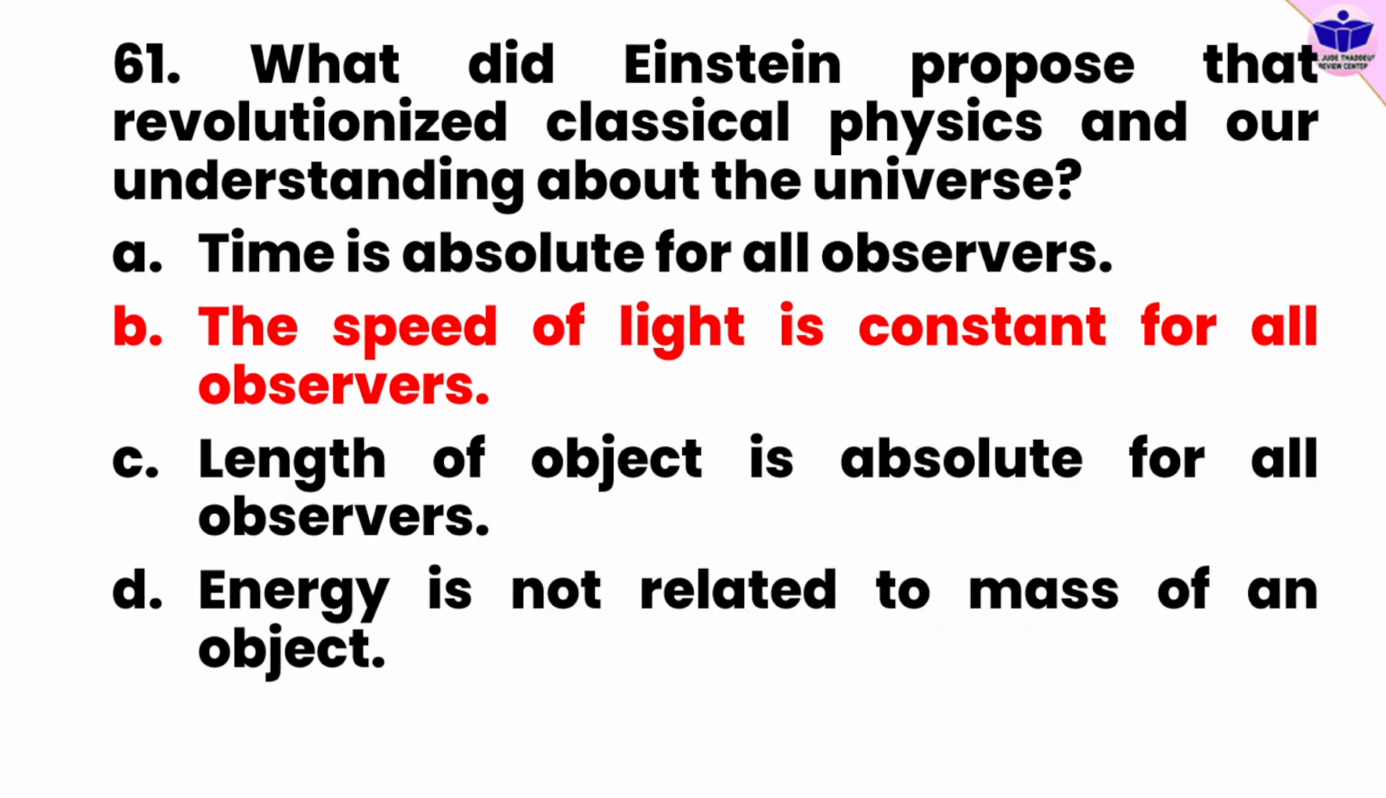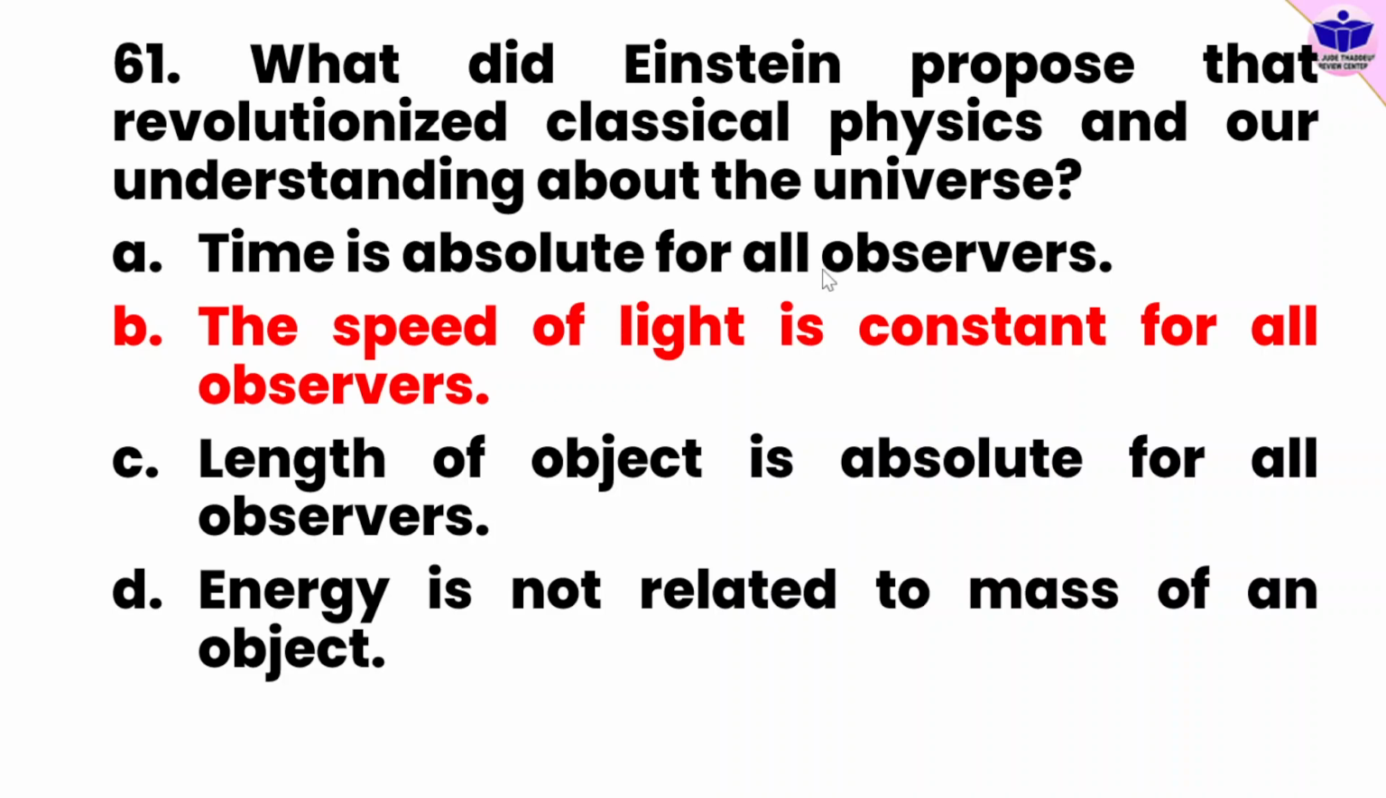So this is his theory of special relativity. He said that the laws of nature are the same for all scenarios here in the universe, and he also said that the speed of light is constant for all observers. What is the speed of light? 3 times 10 raised to 8 meters per second.